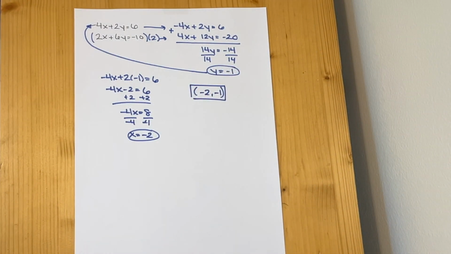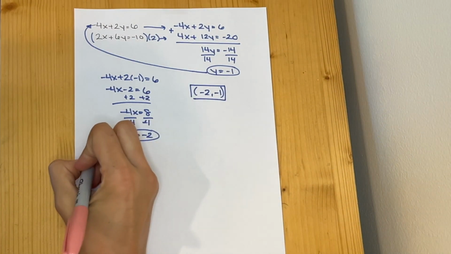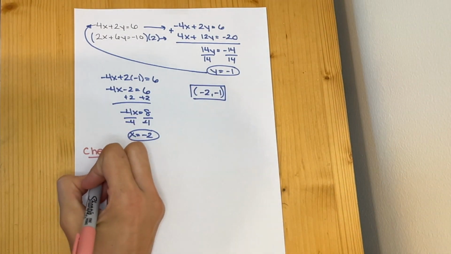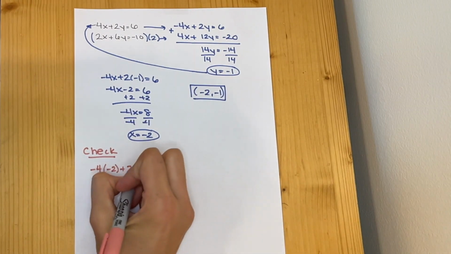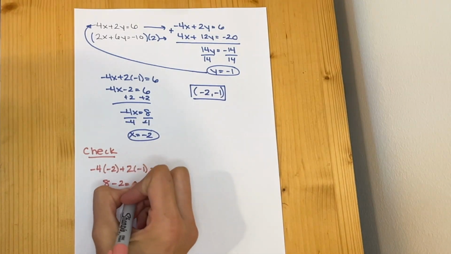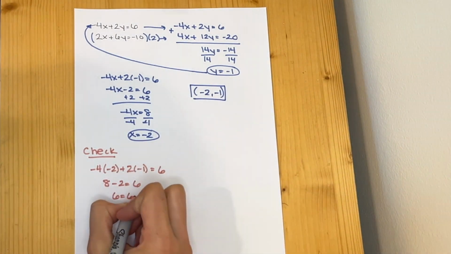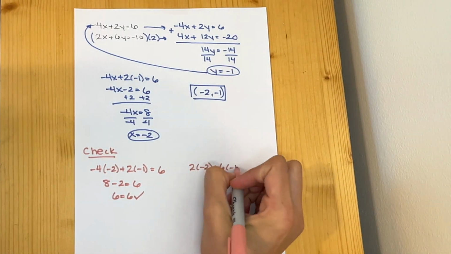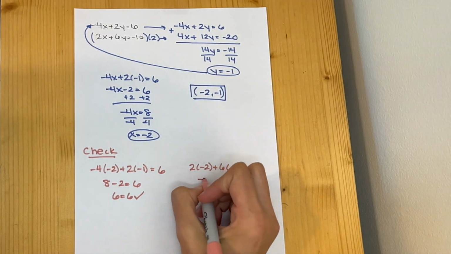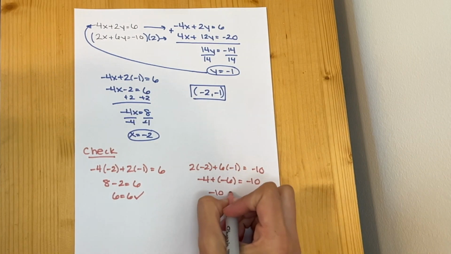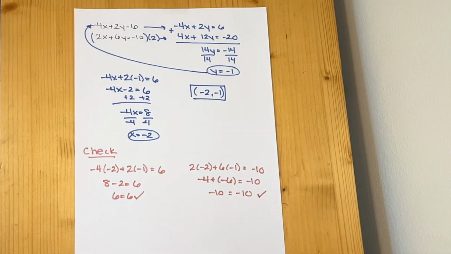And now let's check it just to make sure we got it right. If you do a check and you don't come out with math that makes sense, you need to go back and redo it because you've made a mistake somewhere. So here we're going to plug in negative 2 for x and negative 1 for y, giving us 8 minus 2 equals 6, which is true. 6 equals 6, check. And in the second one, we are going to get negative 4 plus negative 6 equals negative 10. That is negative 10 equals negative 10. Check. Therefore, we've done our work correctly.